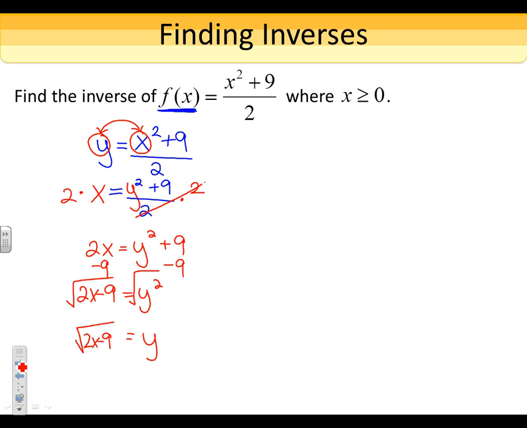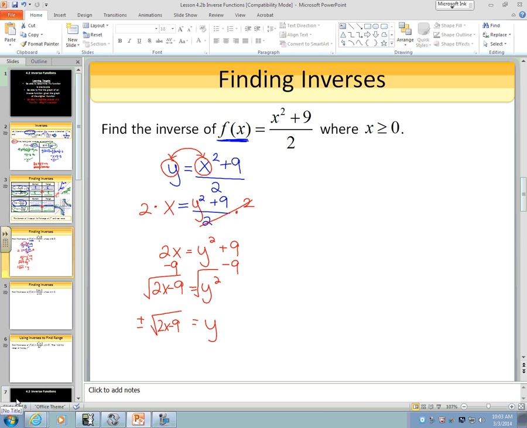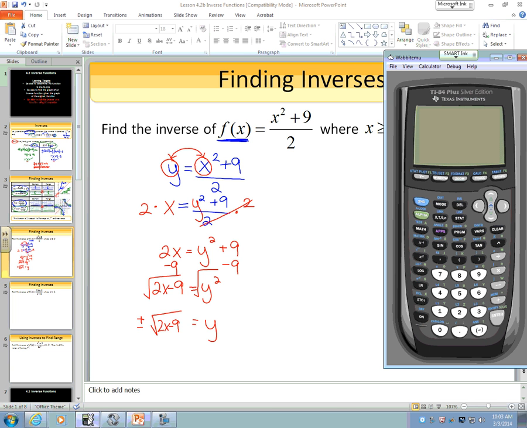Here's the question that you may be asking yourself. Do I need to put a positive negative in front of that square root since I took the square root of both sides? So let's take a look at our calculator really quick. And I'm going to graph the positive square root of 2x minus 9.